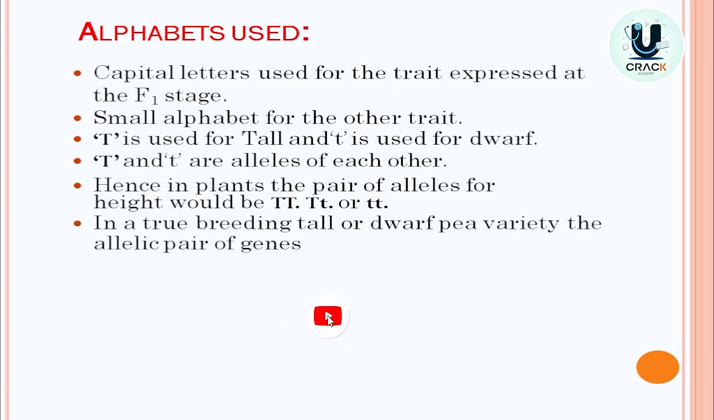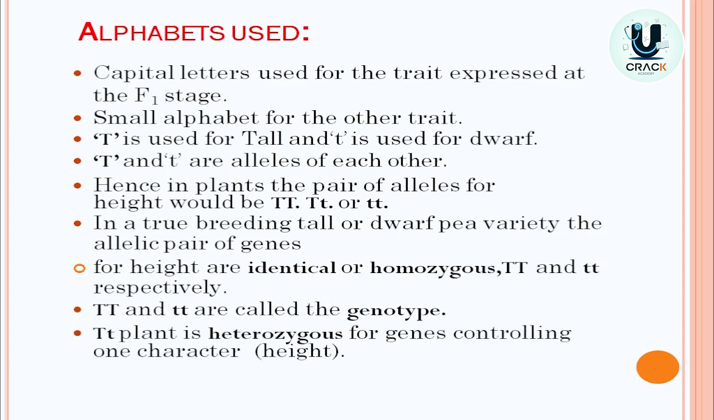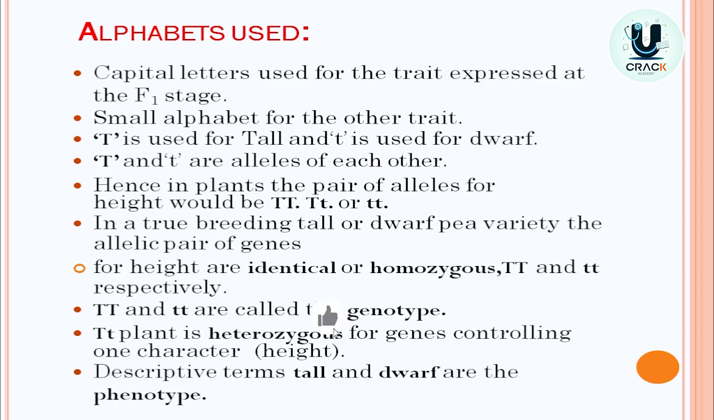That is what the Punnett square we have seen shows, no? In a true breeding tall and dwarf pea plant, the allelic pair of genes for height are identical, or homozygous, TT and tt respectively. Capital T and small t together are called the genotype. A Tt plant is heterozygous for the gene controlling one character, height. Descriptive terms tall and dwarf are the phenotype.